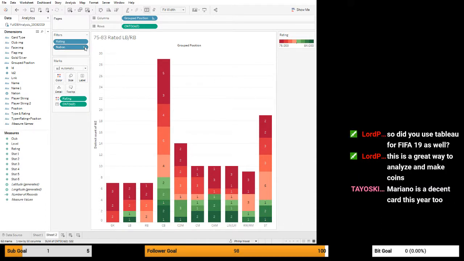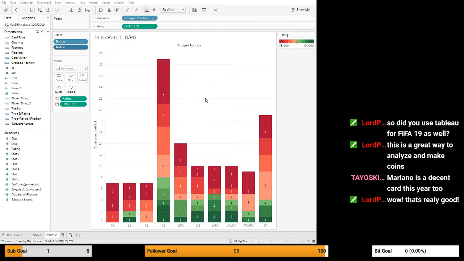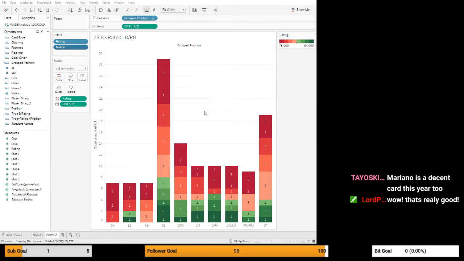Let's have a look at... And you can imagine this becomes even more useful when you can see the different leagues and different clubs, which is the next step I want to get to. So then you could see like, oh, there's only one right back from France in a different league other than the French league, if that makes sense.